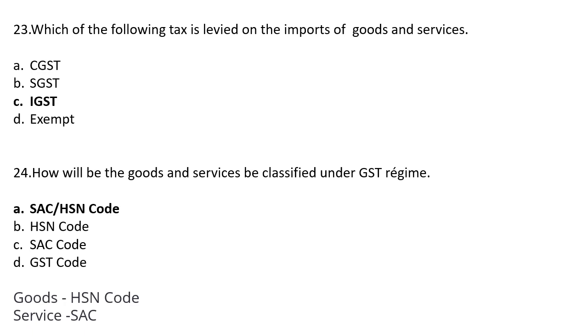How will goods and services be classified under the GST regime? Various options are there. Option A, SAC or HSN code. Option B, only HSN code. Option C, only SAC code. Option D, GST code. So the correct answer here is option A, SAC and HSN code. So for goods we use HSN code and for services we use SAC code. So the correct answer is your option A.